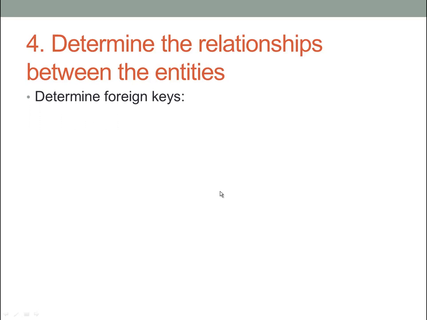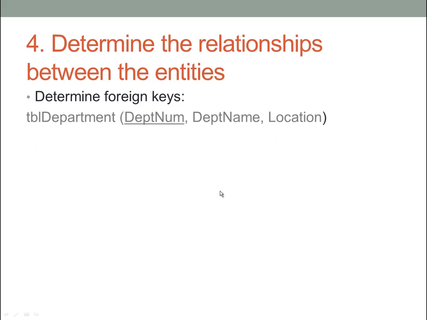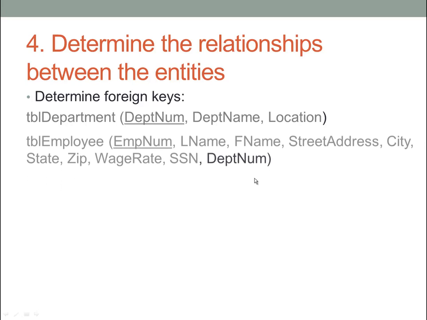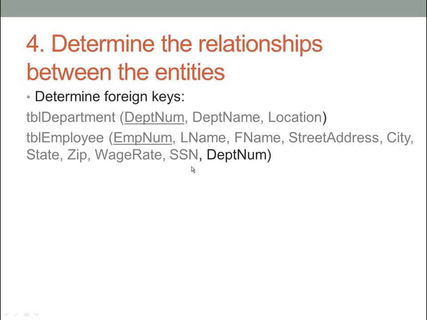The fourth step would be to determine the relationships between the entities. So in other words, I need to determine the foreign keys. So in my department table, there is no foreign key, so I'm just going to close that off with the closing parenthesis. But in my employee table, there's a foreign key of department number. So I need to include that field in the employee table in order to handle the relationship between department and employee.